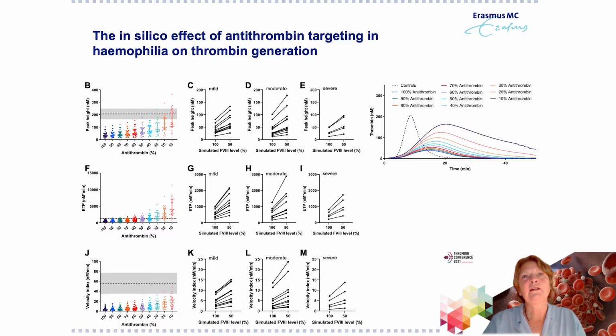In the figures in the middle, you see the simulated levels for 100% and 50% for mild, moderate, and severe hemophilia patients. And you can see that there you also see an increase in all the parameters. So the figure on the right is kind of a summary of all these results. The dotted line shows you the curve for the controls, and the other curves are with increasing antithrombin concentrations. And you see that the upper curve, which is with 10% antithrombin, in height comes much closer to the curve of a control individual.